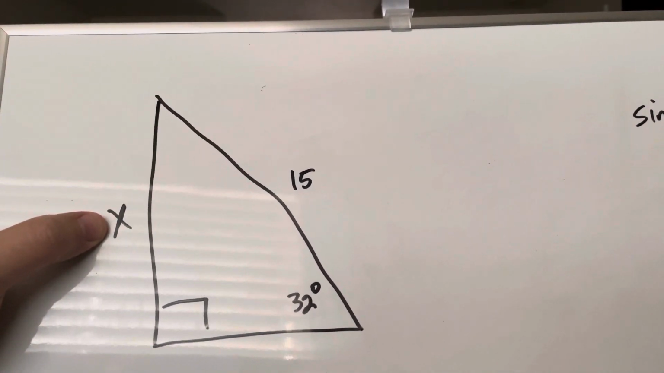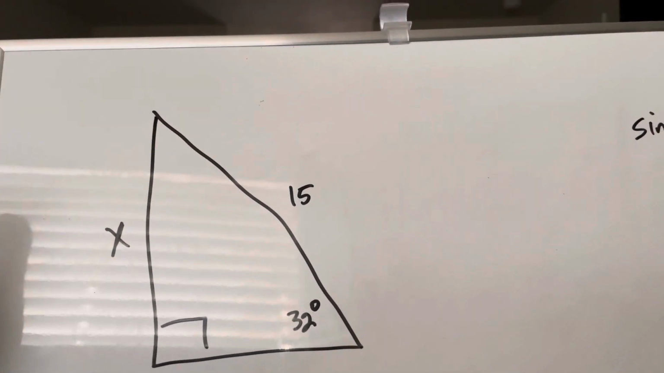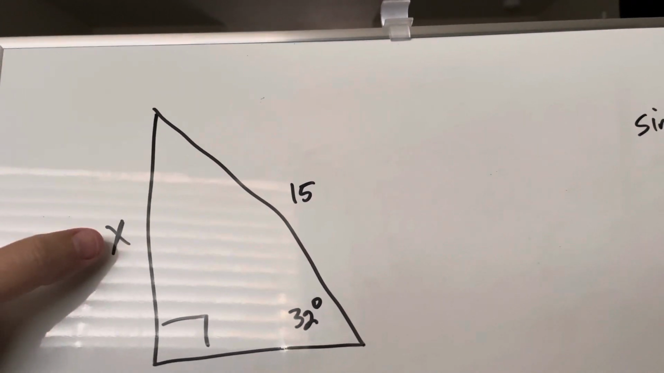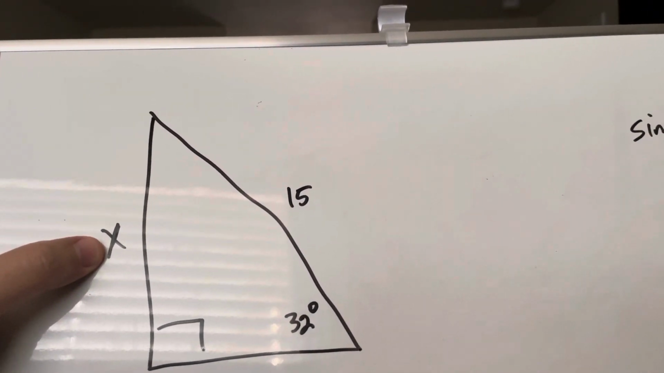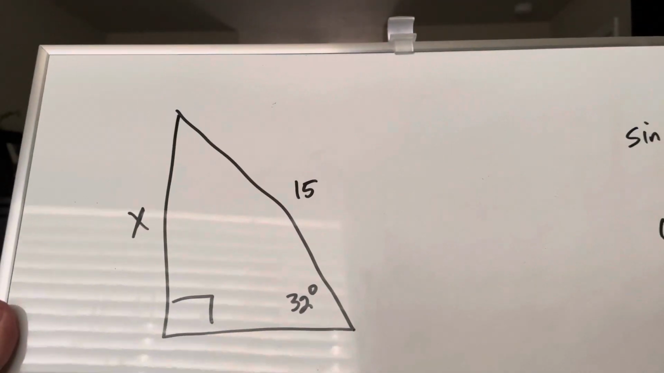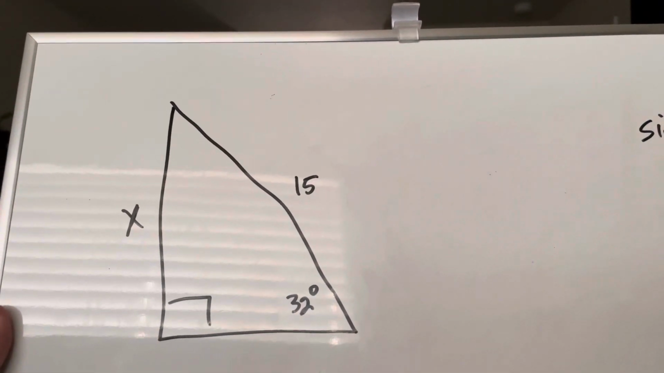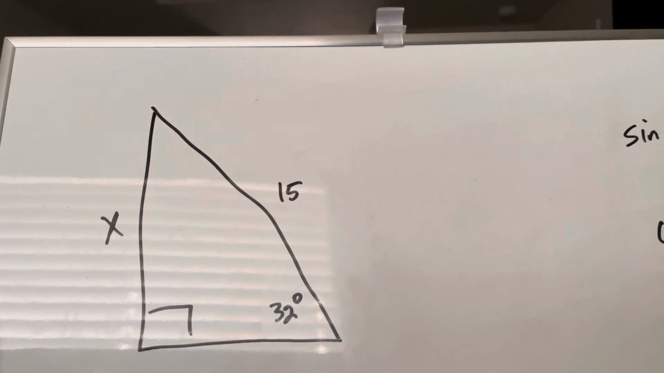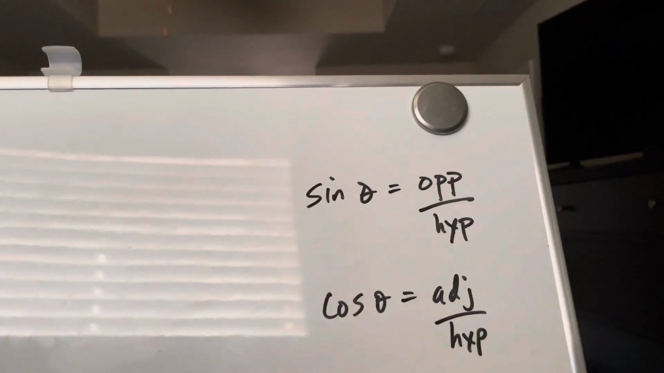So we're going to use the side that's given, which is 15, and the side that we're trying to find, which is x. That's going to help us to know which trig function to use. So we're looking for an opposite side and we have a hypotenuse. Well, that's the sine function. The sine is the opposite over the hypotenuse. So I'm going to set that up.